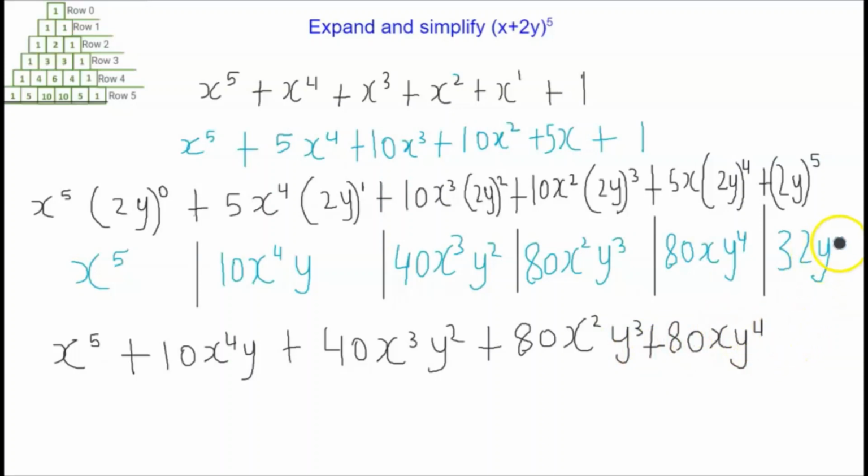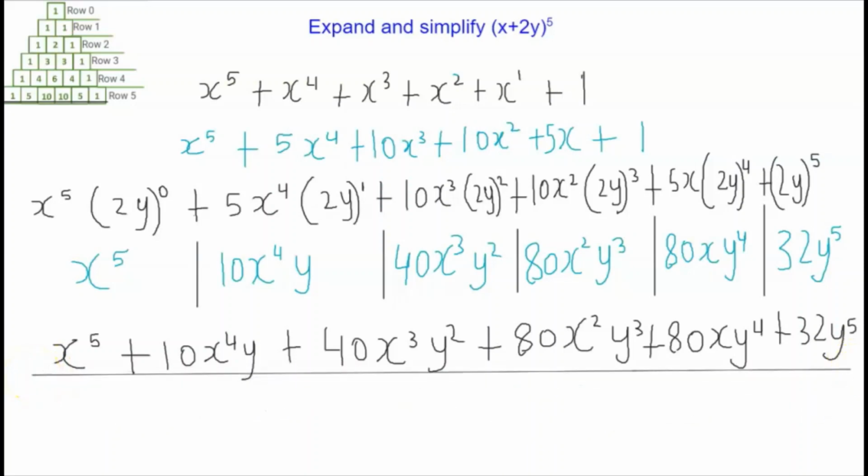Finally we've got, oh yeah, I haven't written that in, have I? My bad. y to the 5. So now we've got plus 32 y to the power of 5. That is your answer. And thank you for coming this far.